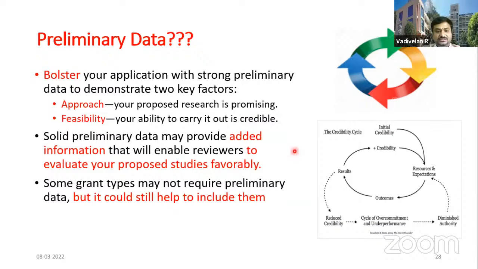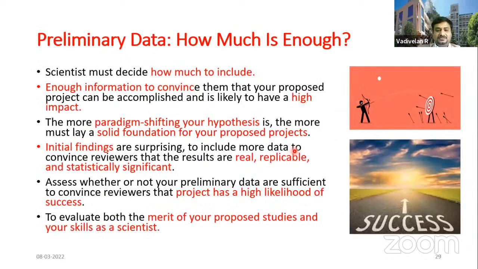So therefore, this solid preliminary data may provide added information that will enable the reviewers to evaluate the proposed studies favorably. And some grant types, as I told you, may not require preliminary data, but still if you have this preliminary data, it can help you. So the question asked is, how much preliminary data are you going to provide? How much is enough?